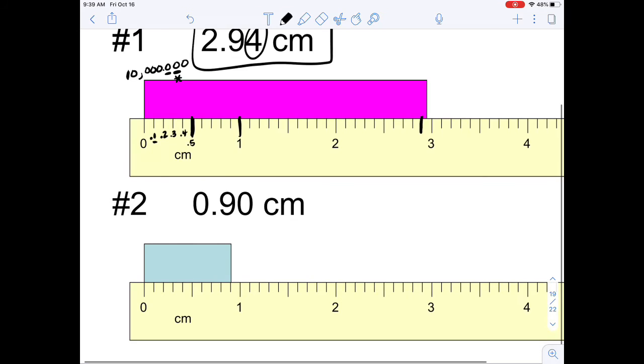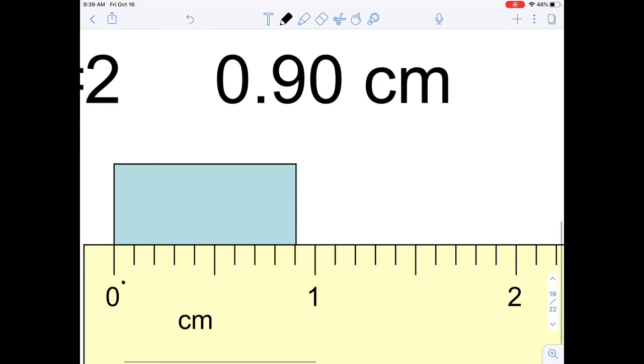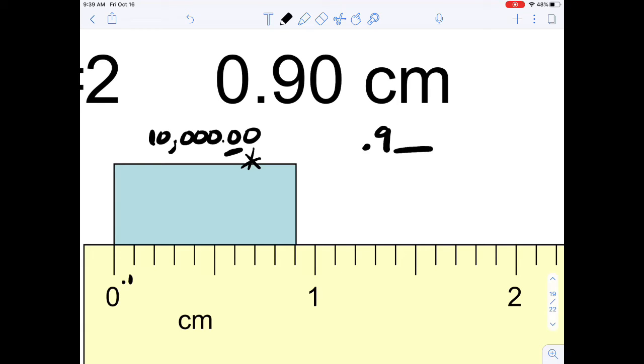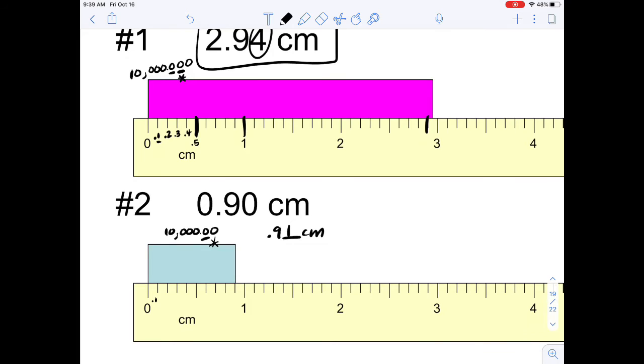So this ruler is exactly the same. It counts by 0.1s. So this means, again, if I were to write down the number 10,000, I know this number for sure. I can see it's definitely 0.9. I need to estimate the next digit, the hundredths place. I can see that it's barely past that line. So I could say 0.91 centimeters. Again, the last digit written is the estimated digit.